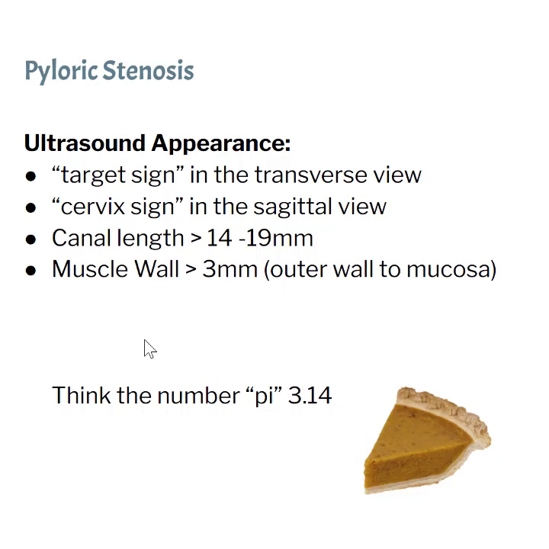So a great way to remember the measurements of pyloric stenosis and when they are abnormal is to think of the number pi. I can't remember all of it now. It's like 3.1428. It's that never-ending mathematical number, pi. So pi starts with 3.14. The 3 tells us 3 millimeters or more for the muscle wall is abnormal, 14 millimeters for the canal length.